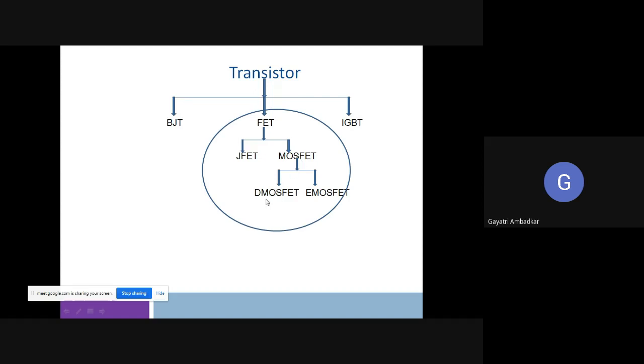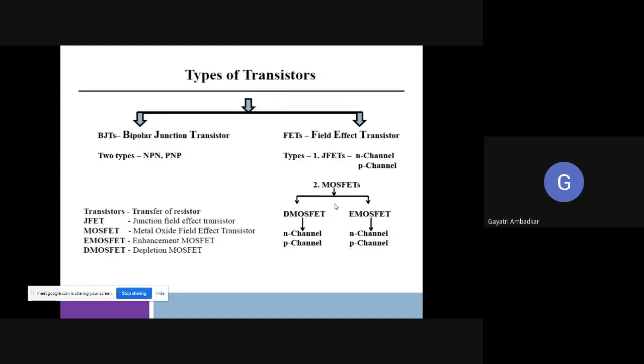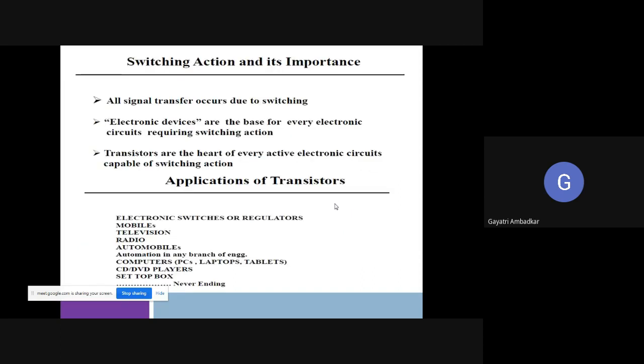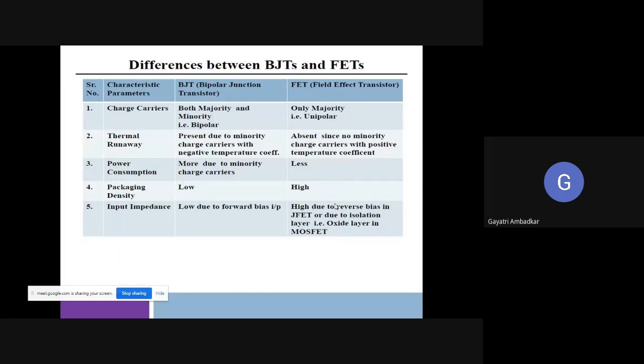There are two types of MOSFET we have seen, that depletion enhancement MOSFET and enhancement only MOSFET. D and E MOSFET. Okay. So we have seen the difference between these MOSFETs. We have focused on differences between the bipolar junction transistor and field effect transistor.